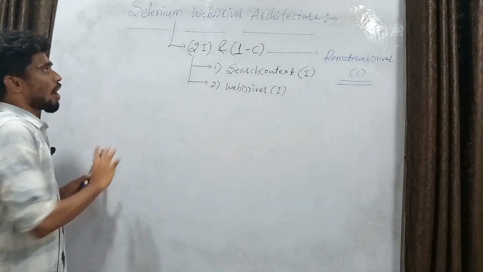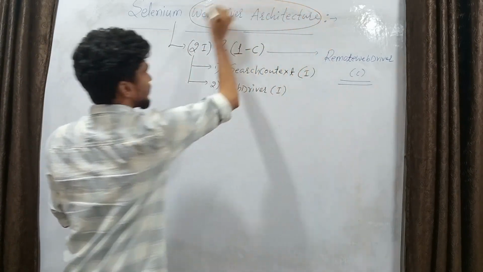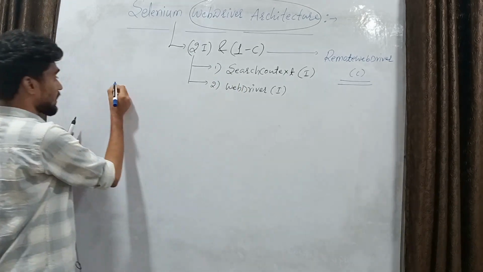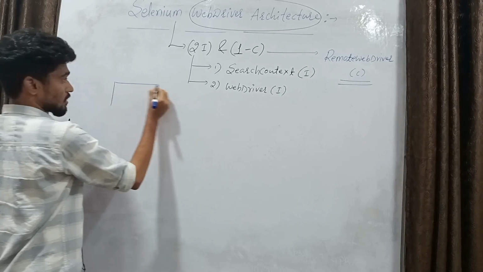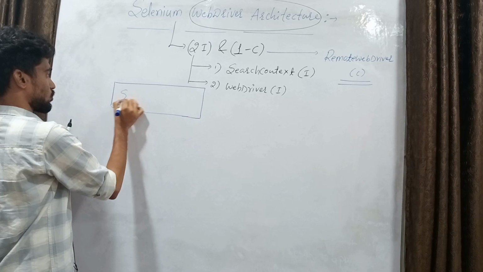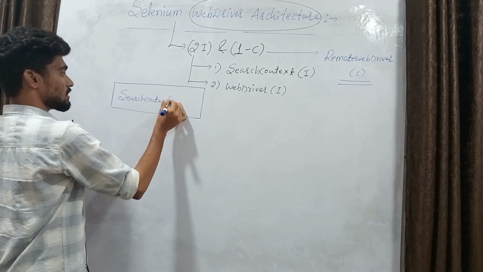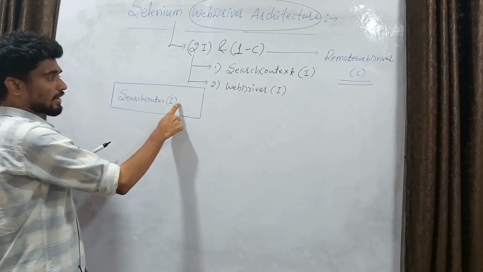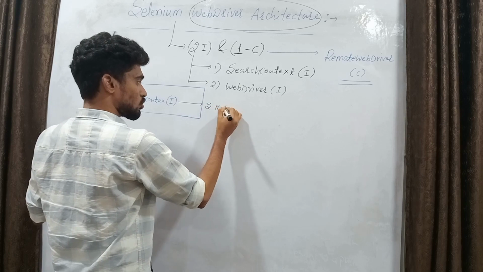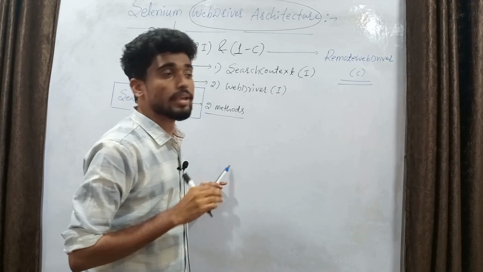Okay, now how can this Selenium WebDriver architecture work? Listen carefully. First of all, this SearchContext interface. Since it is an interface, I'll write I, and it contains two methods. How many methods? Two methods. As we know, interfaces contain only abstract methods.